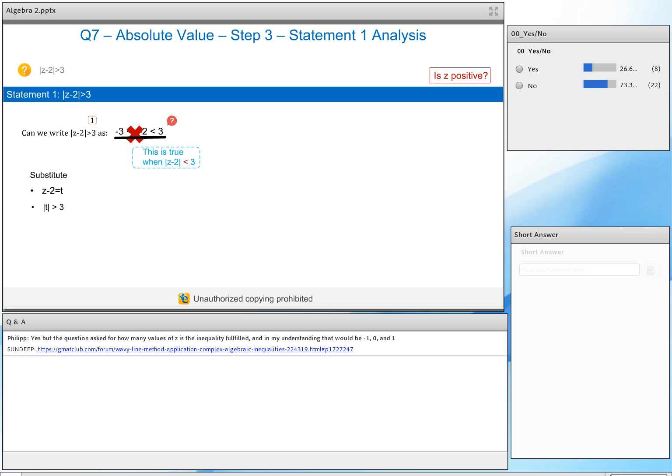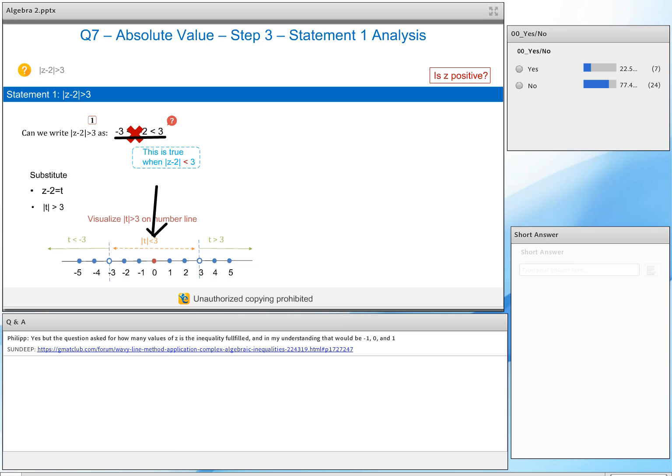Okay, so in fact, let's try to visualize that on the number line. For those of you who were saying that, yes, I want you guys to visualize this on the number line. Let's say z minus 2 is equal to t, which means mod of t is greater than 3. Now, mod of t is greater than 3 will be applicable for all the values that are less than minus 3 and for all the values that are greater than 3. This range over here is there only when mod of t is less than 3.